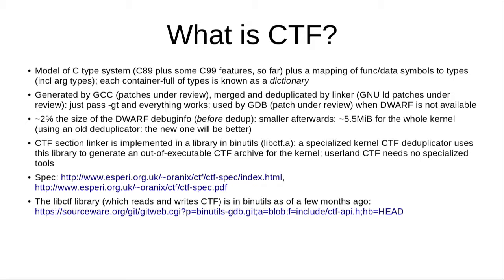This has been around for a very long time. We're finally cleaning it up and upstreaming it. There are patches under review for GCC to generate CTF sections in object files. There is already a library in binutils which can read this and generate this and merge it together and so on. There are linker patches under review. When I say under review, I mean I was replying to review comments just before this talk. And there are patches under review for GDB to use this when DWARF isn't available. I hope it's more usable for more things than that. And there's more about that later.